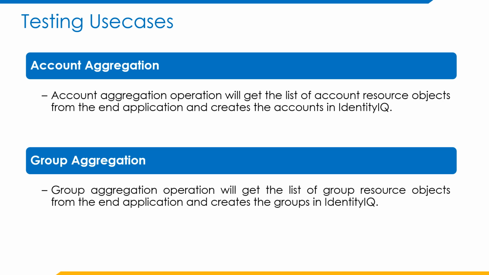The next operation is group aggregation. This operation would connect to the configured external application and get the list of group resource objects as response from the Active Directory. These resource objects are supplied to the connector, which uses information from the resource object and creates groups in IdentityIQ.